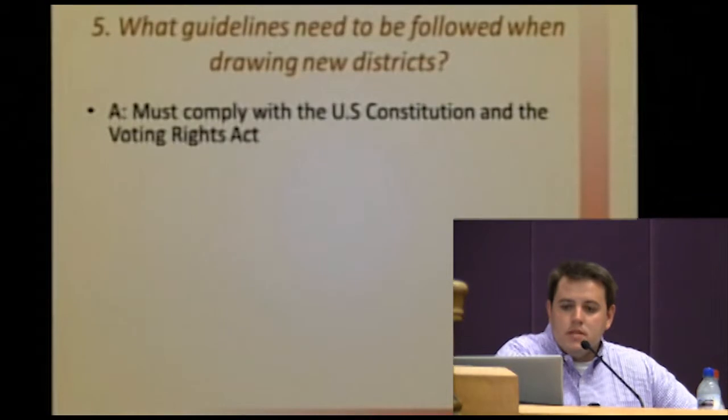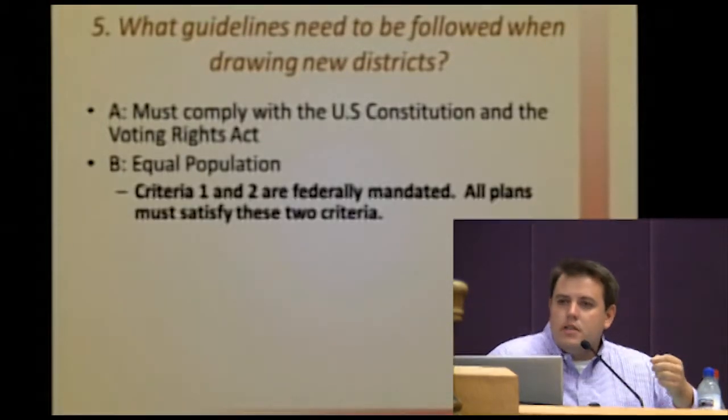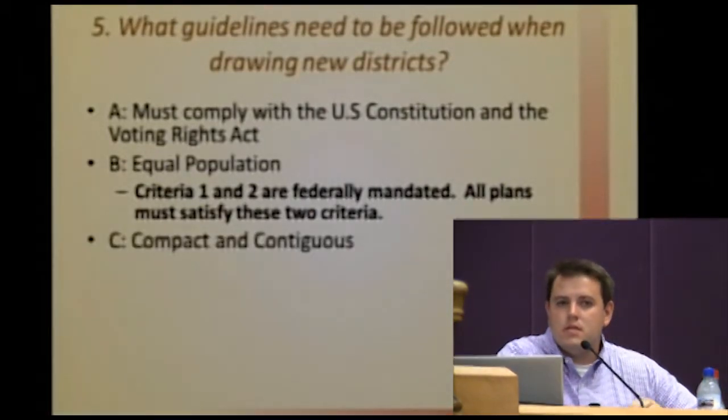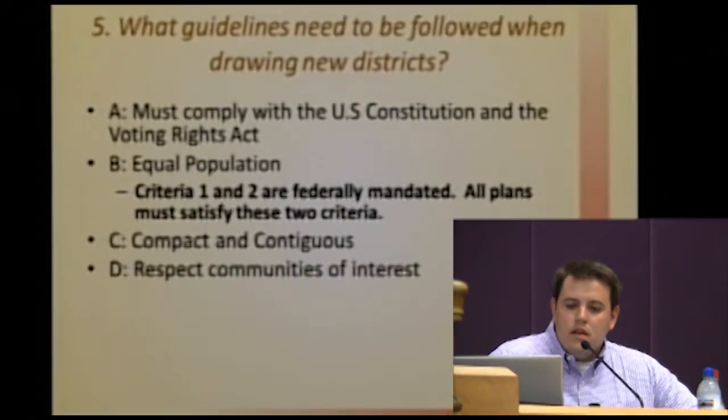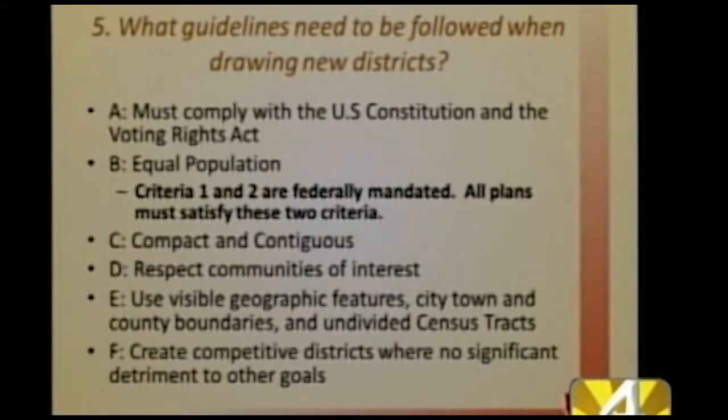All right, what guidelines need to be followed when drawing new districts? The first one is that they must comply with the U.S. Constitution and the Voting Rights Act. Next, they must have equal population. These first 2 criteria are federally mandated, and any plan that takes effect would have to meet these 2 criteria. Next, Proposition 106 established some more guidelines. They must be compact and contiguous. They must respect communities of interest. They must use visible geographic features, cities, towns, county boundaries, and undivided census tracts. Finally, they must create competitive districts where there is no significant detriment to other goals.